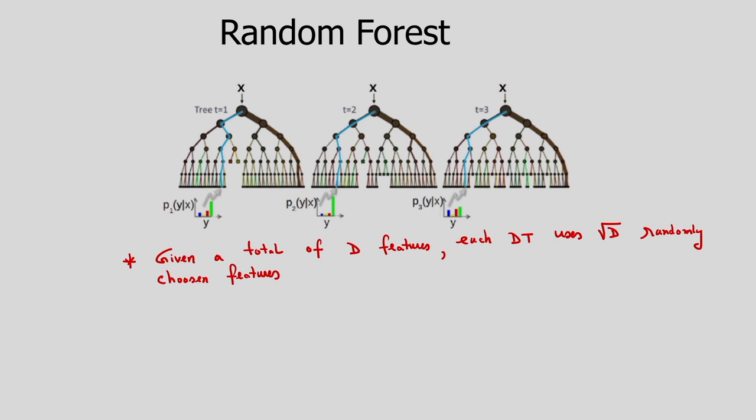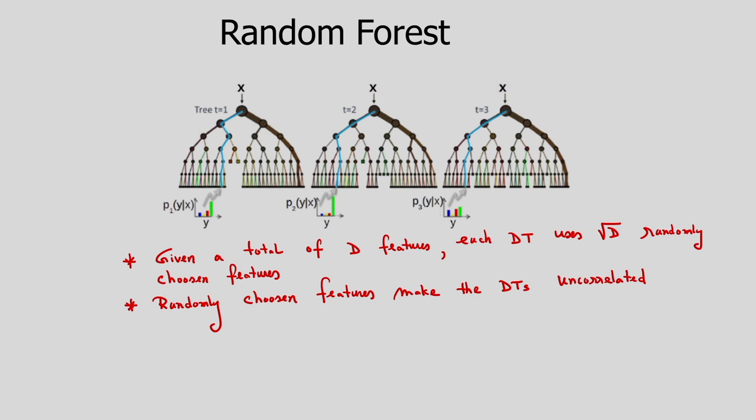And all these decision trees have the same depth. These two points are better to write: randomly chosen features make the decision trees, DTs, uncorrelated. And all the DTs usually have the same depth. And you can see here, each DT will split the training data set differently at the nodes.